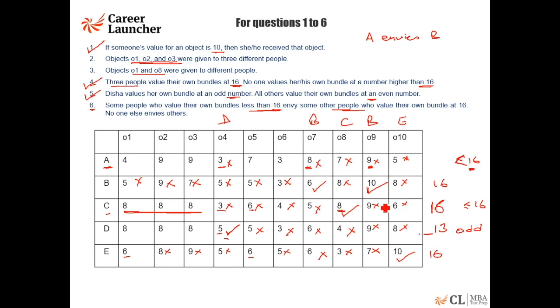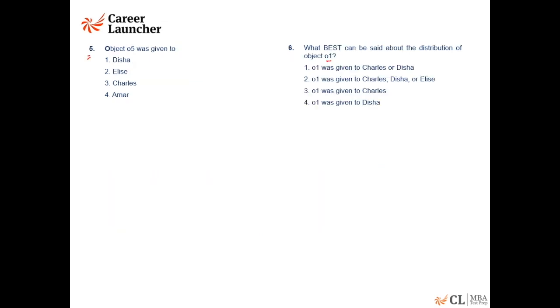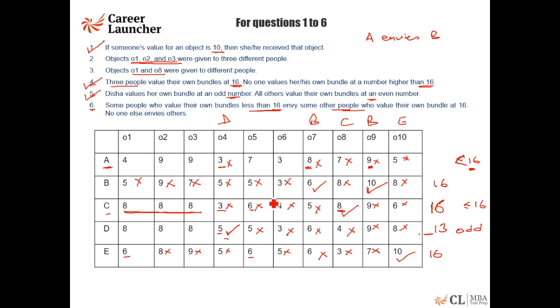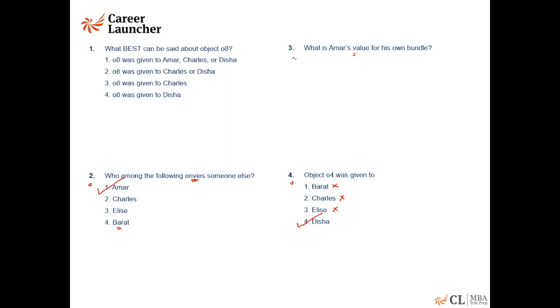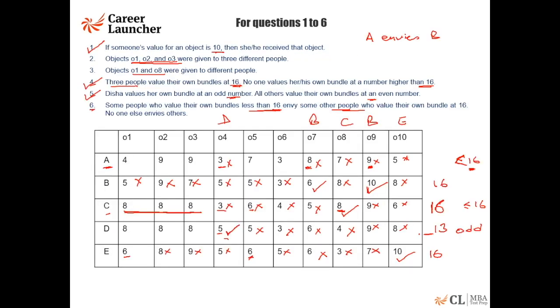Anything else? Let me look at the remaining question. Amar's value, we'll come back to it. Object O5, who got O5? Let's go up to the questions. O5 is either A or E. What can be said about object O1? O1 we still don't know.